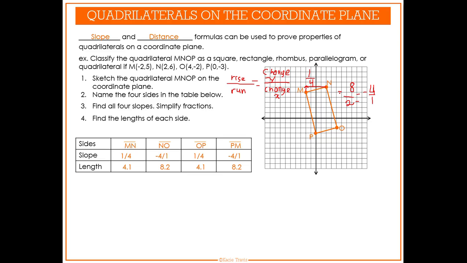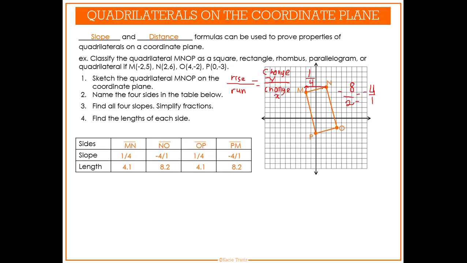As we do those distances, here's what we got. I found that these two sides, MN and OP, have the same length, 4.1, and NO and PM have the same length, 8.2. Now, if these lines are parallel, that means they have the same slope. If they're perpendicular, they have opposite reciprocal slopes. So, see how this fraction here is 1 over 4? If I flip this over, this would be 4 over 1. And the opposite reciprocal is -4 over 1.